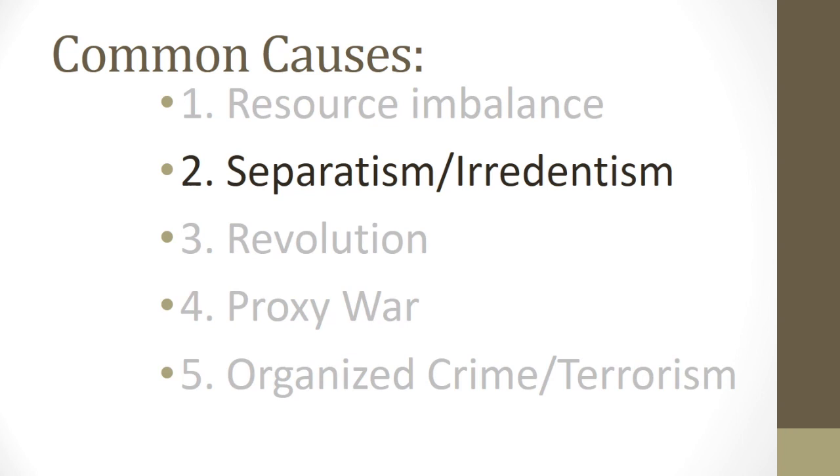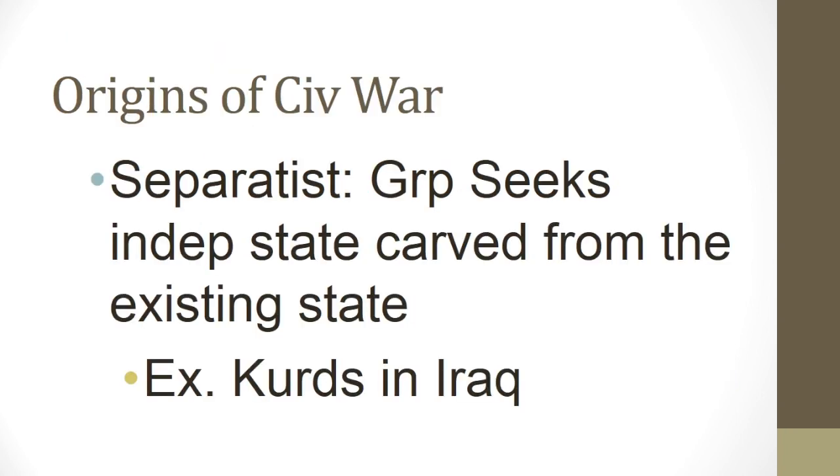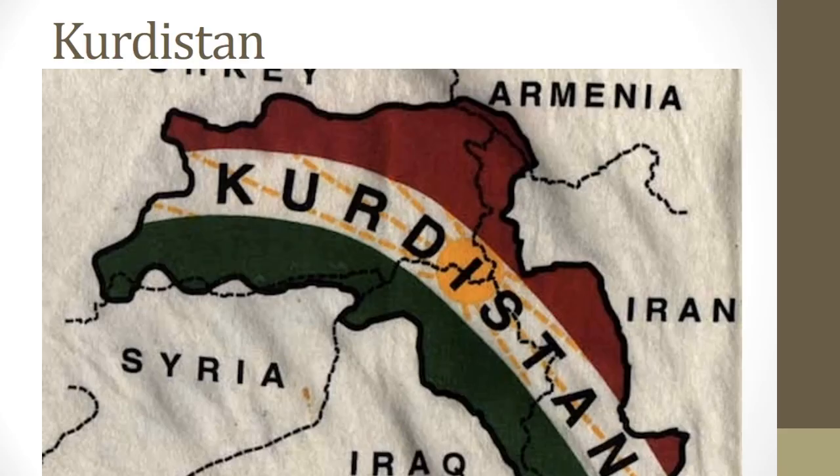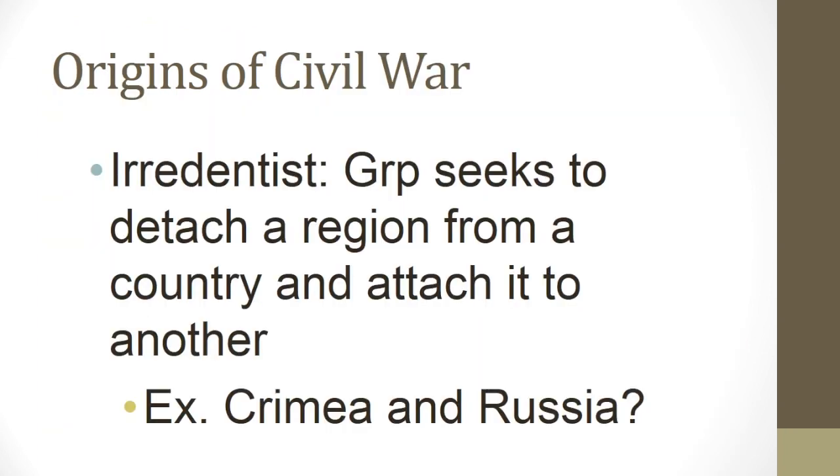Okay, so next we have separatism and irredentism. First let's define what a separatist is. A separatist is a group that seeks an independent state carved from the existing state. One example of this is the Kurds in Iraq. They want to form their own country called Kurdistan. Now, they recently had a vote in Iraq claiming independence in northern Iraq, but as this map shows, the Kurds occupy a large swath of land covering many different countries. And if they were to ever want to solely have their own state, they would have to have a vote in Turkey, Armenia, Iran, Syria.